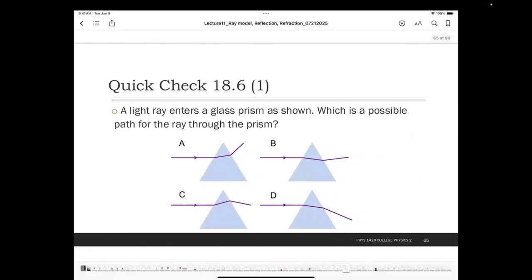And let's talk about the other one. A light ray enters a glass prism as shown. Which is a possible path for the ray through the prism? We know the index of refraction for air is smaller than for the other material, so from the air into a glass prism, the angle should become smaller, right?